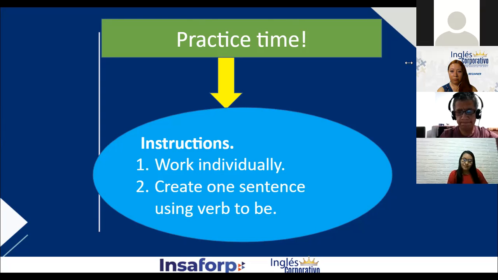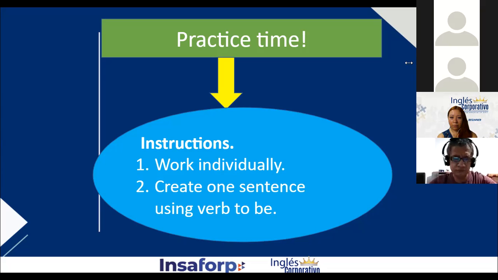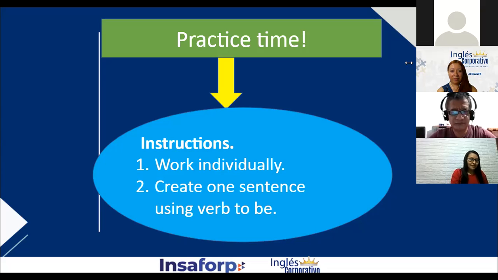Brenda? Aquí estoy, Miss, perdón. Dígame, okay. No escuché bien su oración, Brenda. Okay. My book is color red. Good sentence. Thank you. Hernández Cartagena.